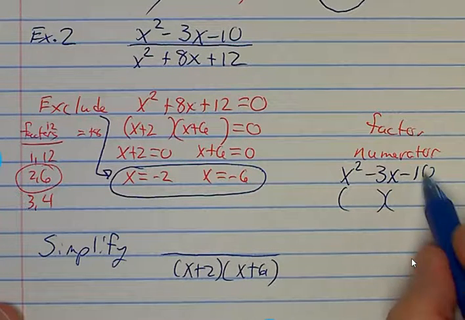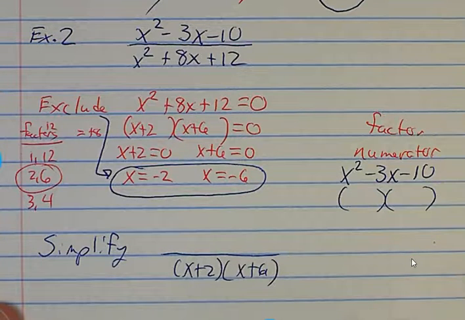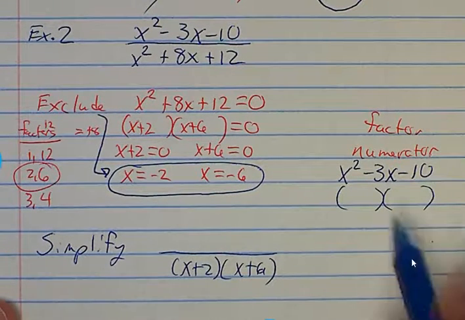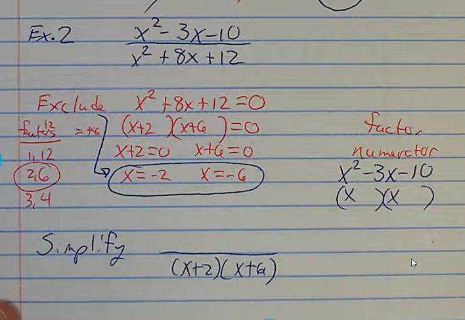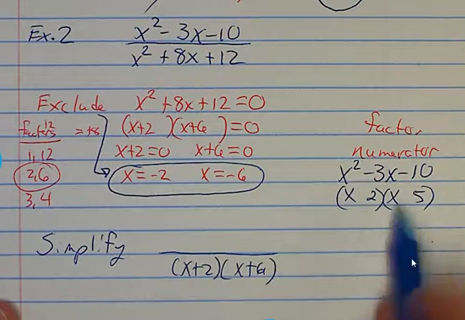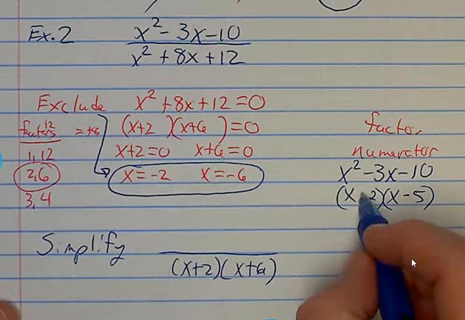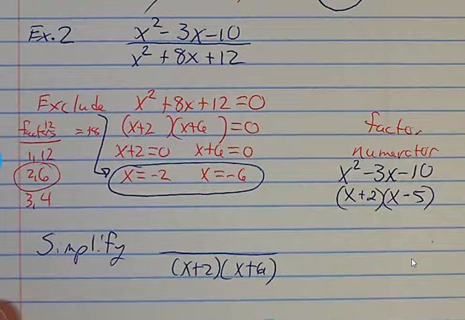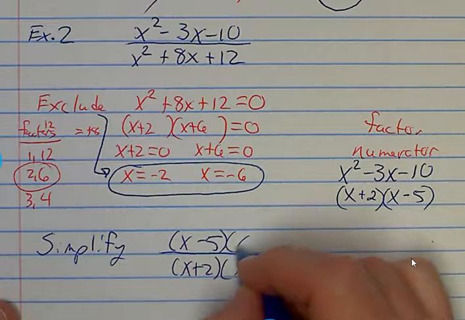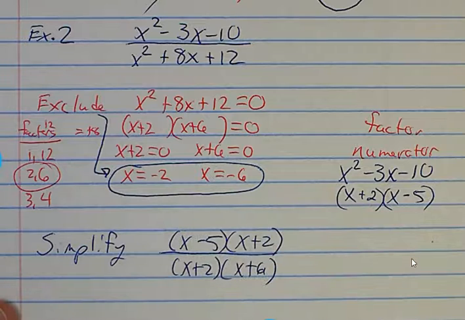We're looking for the factors of negative 10. And again, you only have two choices. It's either 1 and 10 or 2 and 5. Well, it's not going to be 1 and 10. So it's got to be 2 and 5. And since the middle term is negative, the bigger number's got to be negative. If you do a negative divided by negative, that means the other one's got to be a positive. So those two factors were x minus 5 and x plus 2. And again, just cancel out what you have in common.